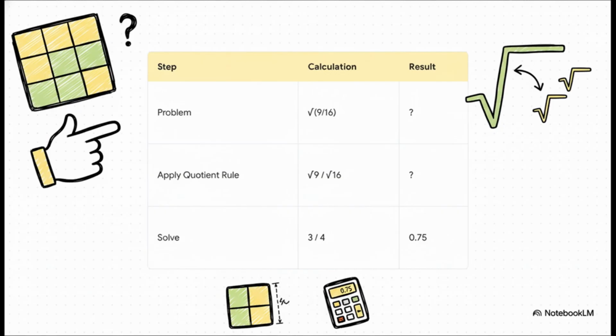We can just split this into two super easy problems, the square root of 9 on top and the square root of 16 on the bottom. And we know the square root of 9 is 3 and the square root of 16 is 4. Boom! The side of our garden is exactly 3/4 of a meter. That rule just made a complicated problem incredibly simple.